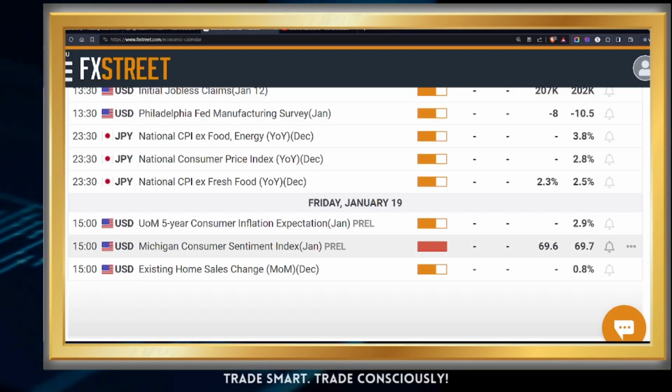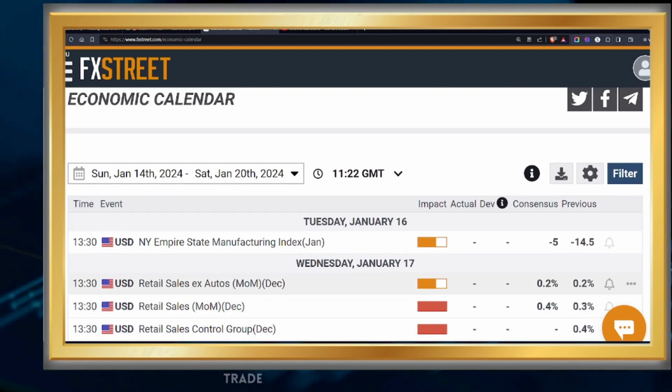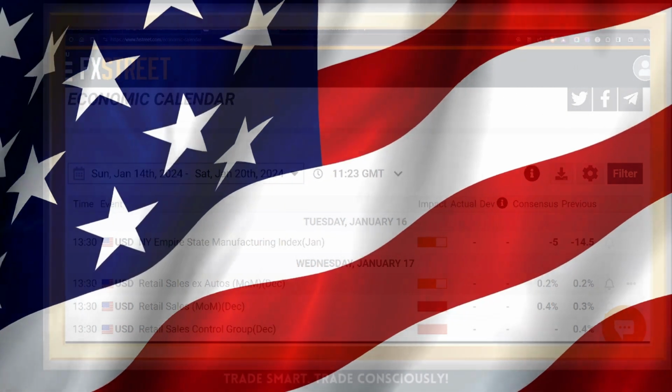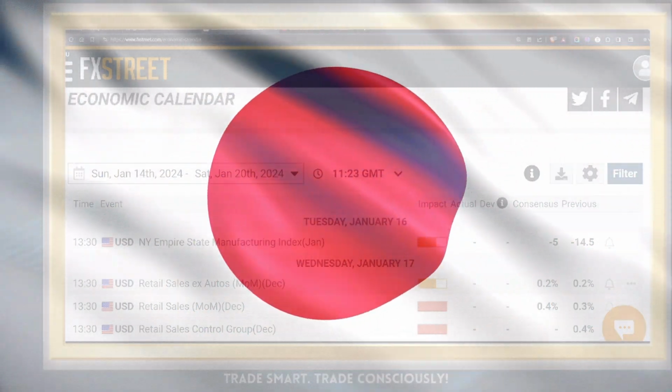So right on the economic calendar and based on the asset we are looking at, we shall be focusing on the economic features from the United States and the Japanese economic docket.